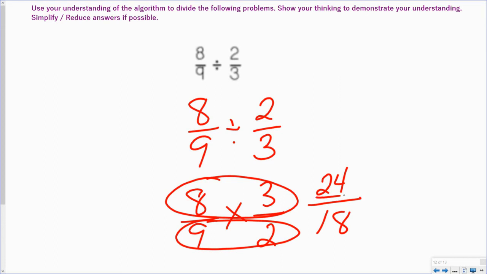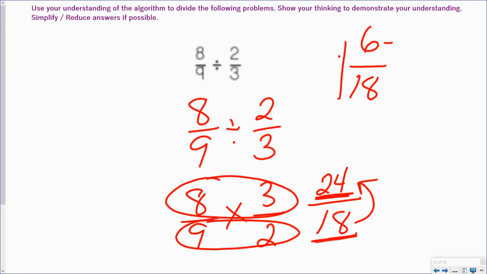And again, the numerator is larger than the denominator, so it's an improper fraction. So I need to see how many times 18 will go into 24. Well, 18 times 1 gives me 18, plus 6 gives me 24. So that means I have 6 out of the 18 left over. Well, both 6 and 18 are divisible by 6. And so that leaves me with a final answer of 1 and 1/3.